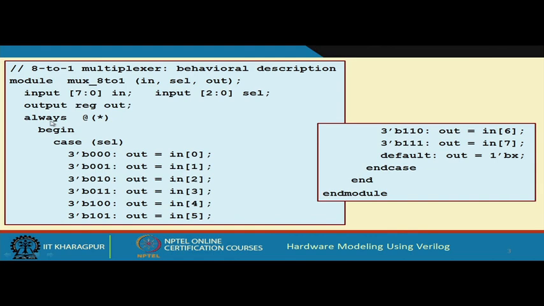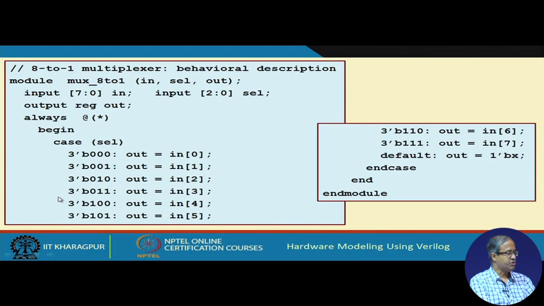We are using an always block. So, let us see. Here the parameters are in, sel, and out. In is the input, there are 8 lines. Select line, there are 3 bits, and output. This output we are declaring as reg, because inside this always block we are assigning some value to this out. I mentioned that inside the procedural block, the left hand side has to be either reg or an integer or a real or a time variable. Okay. So, here we have defined it as type reg.